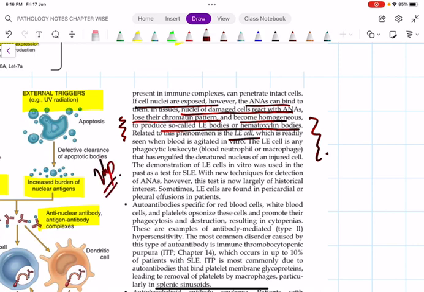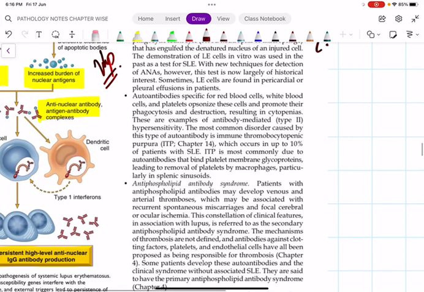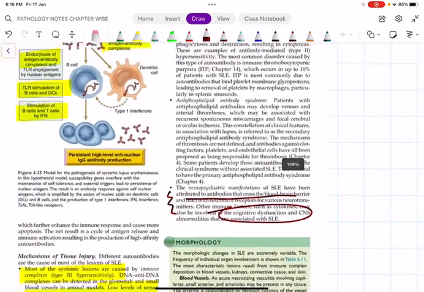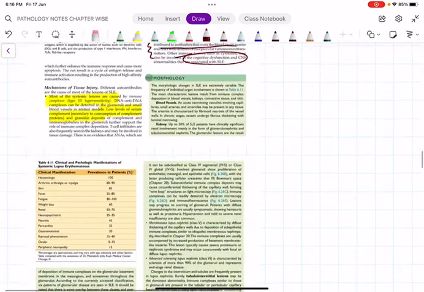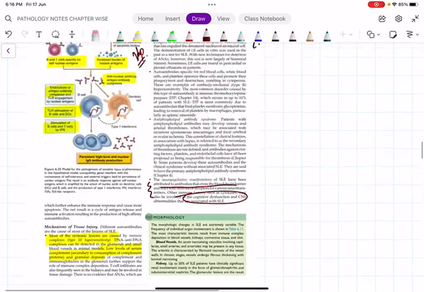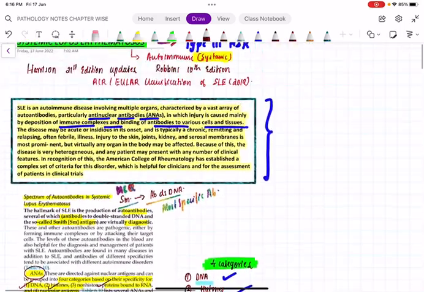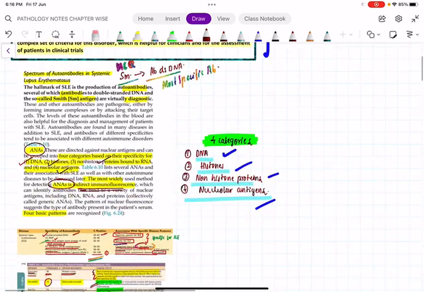Okay, yes, fine. Then antiphospholipid antibody syndrome, the features of which we have already discussed. Remember these antibodies cross the blood-brain barrier, so there will be neuropsychiatric manifestations like cognitive dysfunction and CNS abnormalities. So in this session, we have so far discussed in detail what SLE actually is. Then, what is the spectrum of autoantibodies in systemic lupus erythematosus?